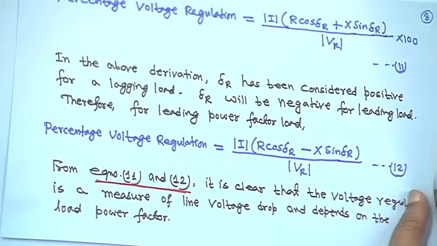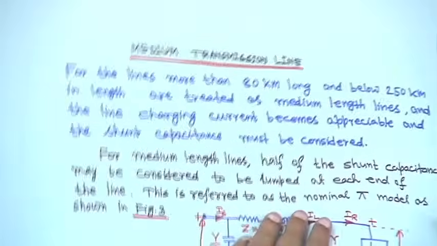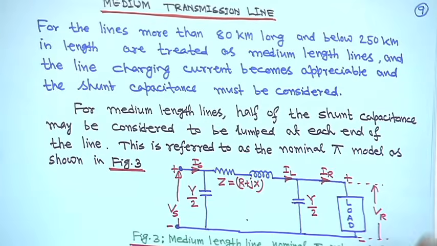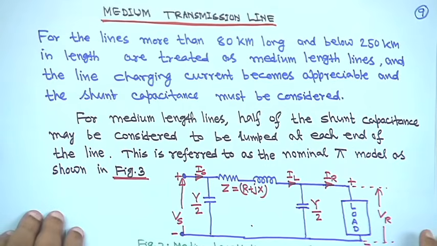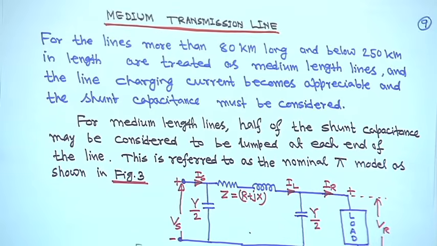Next is the medium transmission line. Generally, a line more than 80 kilometers and below 250 kilometers long we call a medium line. The line charging currents become appreciable, and the shunt capacitance must be considered for such a long line, right. So, in that case you have to consider the charging capacitance or shunt admittance.